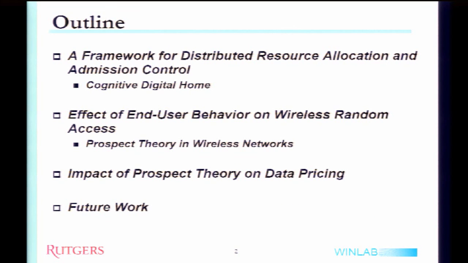So this is the outline of my dissertation. The first part is a framework for distributed resource allocation and automation control. We propose a framework named Cognitive Digital Home, and we study the resource allocation problems there. The second part, and also a novel part, is the effect of end-user behavior on wireless random access. We try to study the role of prospect theory in wireless networks. The third component is based on the second part, and we try to further study the role of prospect theory on wireless data pricing. In the fourth part of my talk, I will show you some future work based on my dissertation.